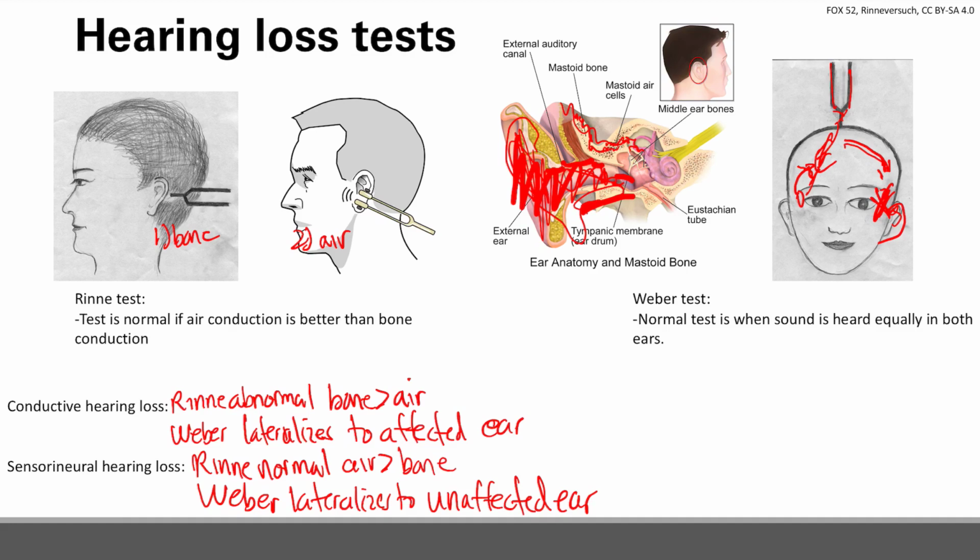Alright, so that's it for our testing of hearing loss. So remember that you need to use both of these tests to identify. You need to see this pattern. You need to see both of these together to be able to say it's conductive hearing loss. You need to see both of these together to say it's sensorineural hearing loss. Because if you don't know which one's affected, let's say Weber lateralizes to one ear, it could lateralize to the affected ear or the unaffected ear, and both of those have pathology. So you need to do both to be able to see.